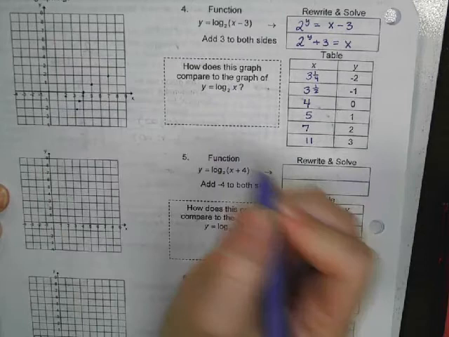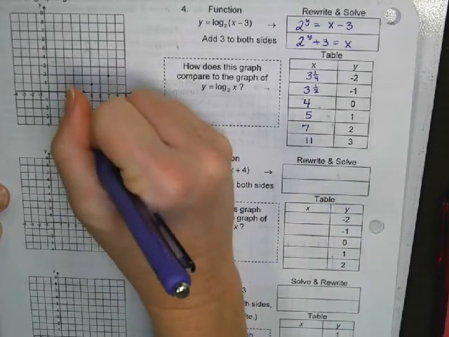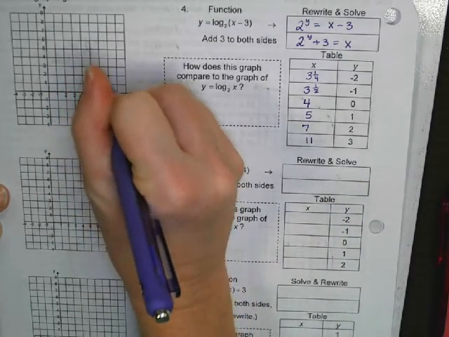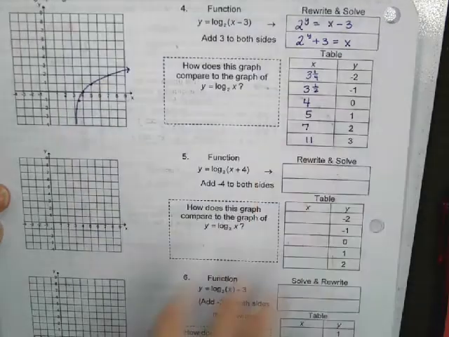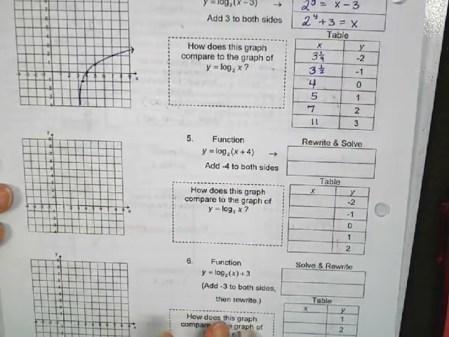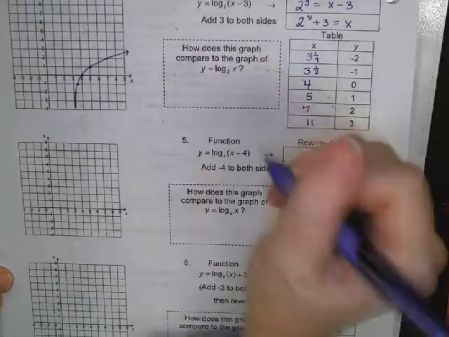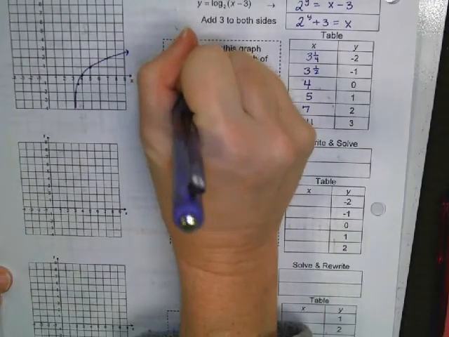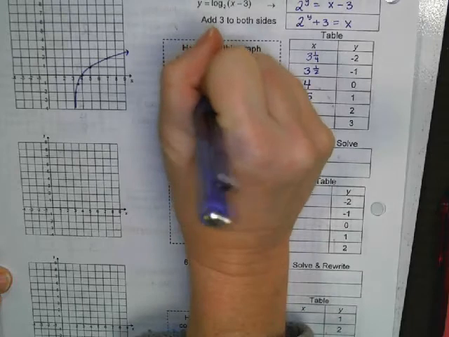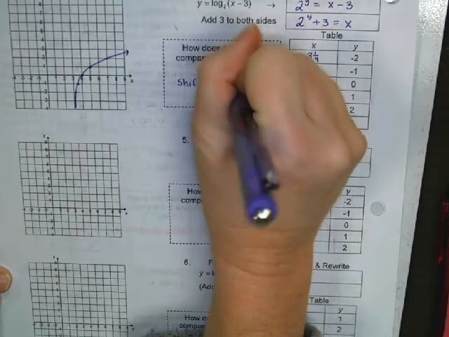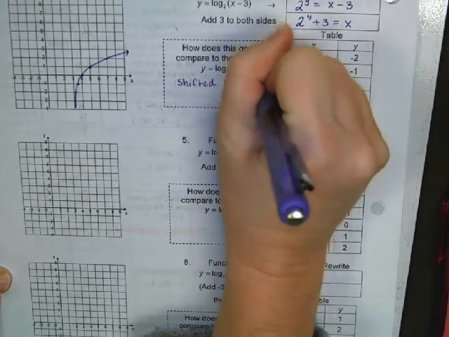This can't even go all the way to 11. What's the point? It's shifted right 3. This one's going to be shifted left 4.